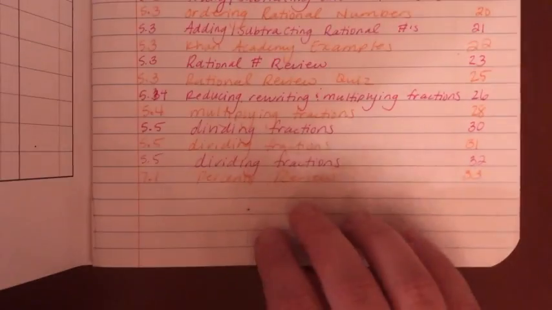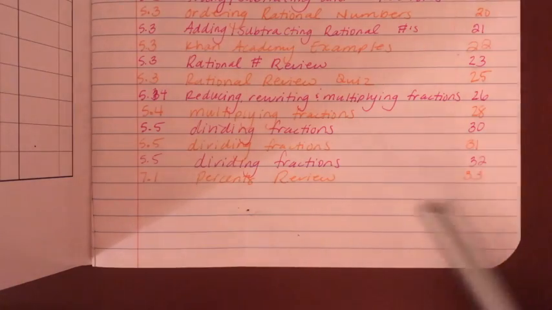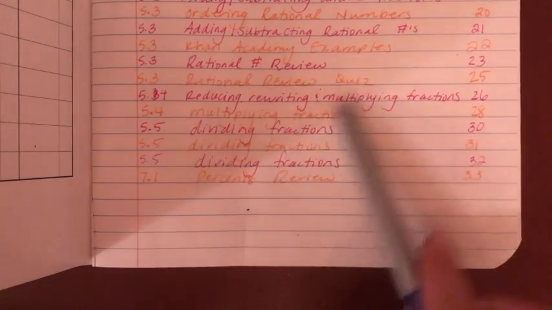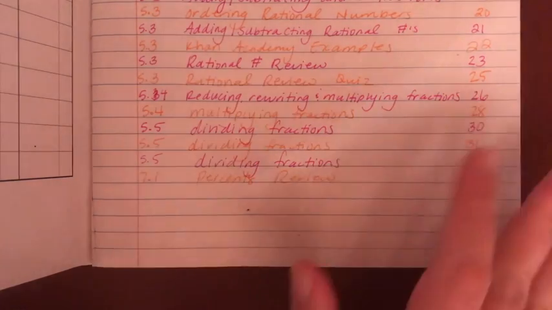Hi everyone, so today we're going to start our new unit. We're going to move on to chapter 7, which is on percents, and then we'll come back to chapter 6, which is rates and proportions. But I figured since we did some percents in our rational numbers unit, it would be good to get this out of the way now while percents are still fresh in your mind.